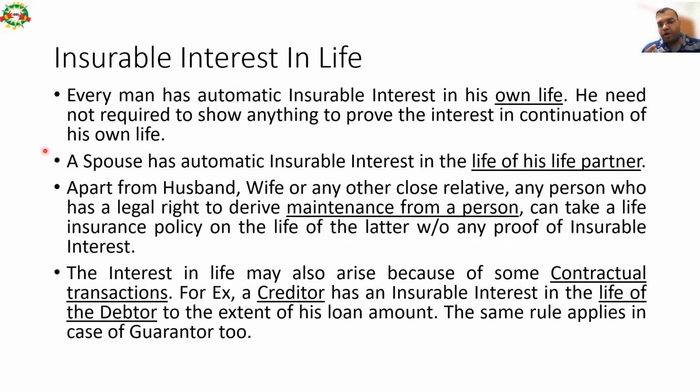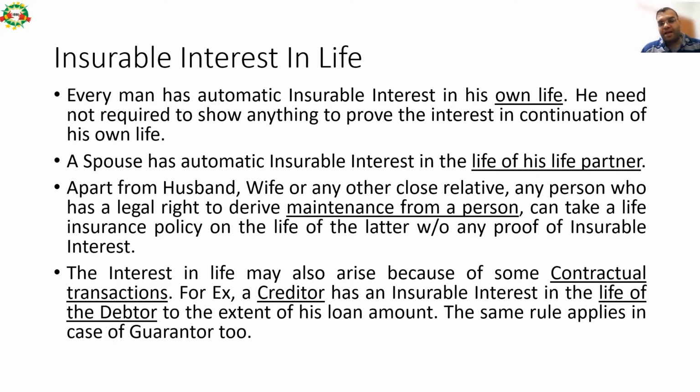A spouse has automatic insurable interest in the life of his life partner. I have automatic insurable interest in the life of my life partner. I need not prove it again with the help of any supporting document. Apart from husband, wife, or any other close relative, any person who has a legal right to derive maintenance from a person can take a life insurance policy on the life of the latter, the person who has been paying the maintenance, without any proof of insurable interest. This is also an important point. A 1 mark theory question can come out of it.